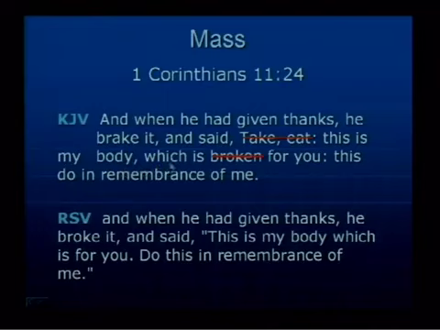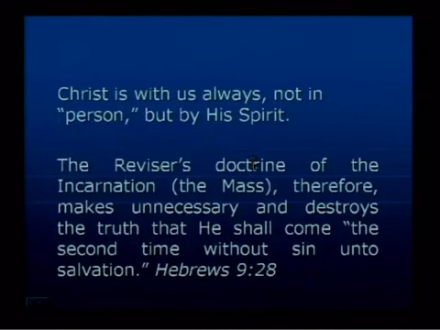1 Corinthians 11:24. Very interesting, the Mass. King James: "He broke it and he said, Take, eat, this is my body which is broken." The RSV: "And when he had given thanks, he broke it and said, This is my body which is for you. Do this in remembrance of me." Now we have a host. We have a literal body. So this is Catholic doctrine. That is not.